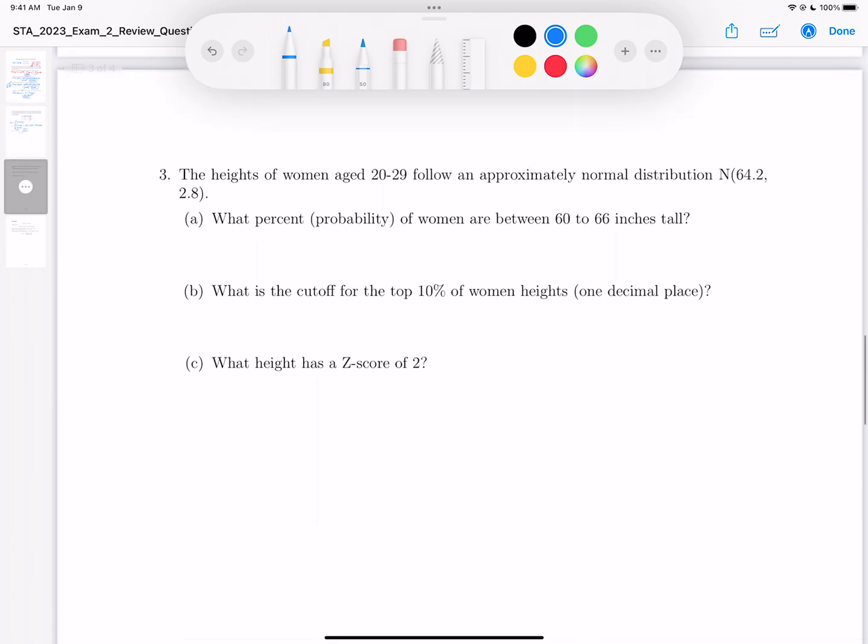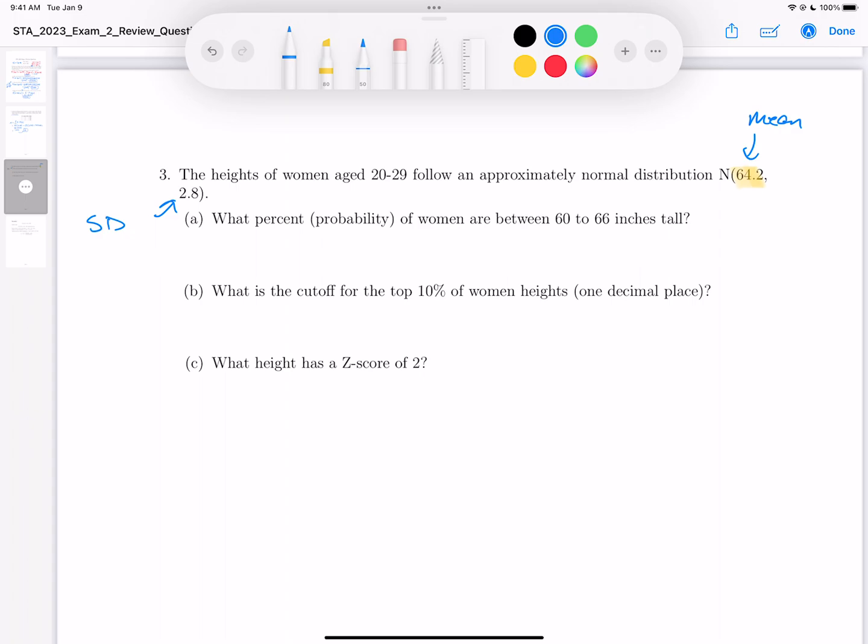Number 3. The heights of women aged 20 to 29 follow an approximately normal distribution. And so this notation indicates, let me highlight it for you, when you see N and in parentheses, the first number is the mean. And then the second number is the standard deviation. Those are very important because when it comes to normal distributions, we always need to specify the mean, which is the center of the normal distribution, and the standard deviation, which tells us the spread of that normal distribution.